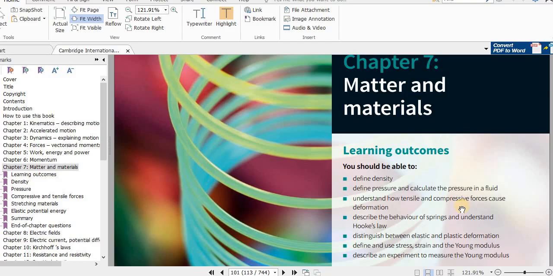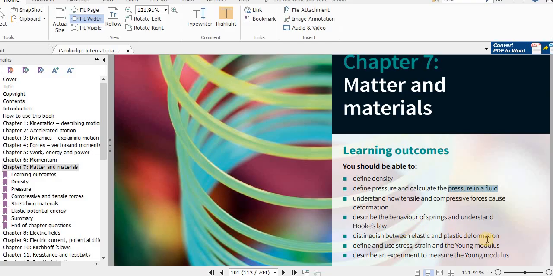Both of these forces cause a change in the shape, which we call deformation. So both of these forces are deforming forces because they change the shape of the object. Define pressure: we have learned about pressure in the O-level class. Pressure equals force over area, and also we learned the equation for pressure in a fluid. Pressure equals rho gh. Then we learned about density. We learned the equation for density. Density equals mass over volume.